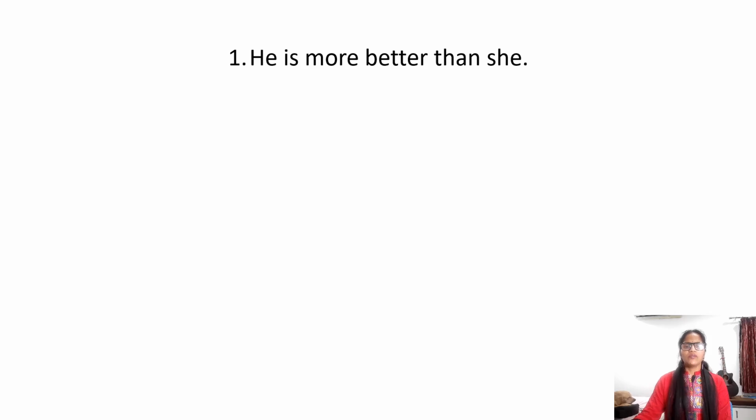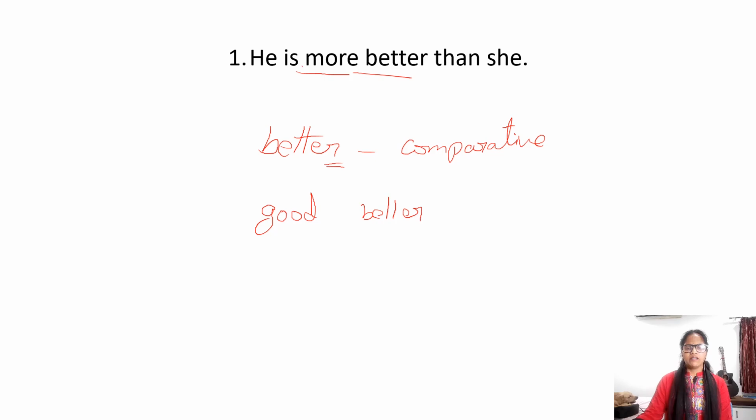He is more better than she. Better itself is in the comparative form. Good, better, best. Better itself is the comparative form of the adjective, so we need not use more here. Now more is superfluous. The correct answer is: He is better than she.